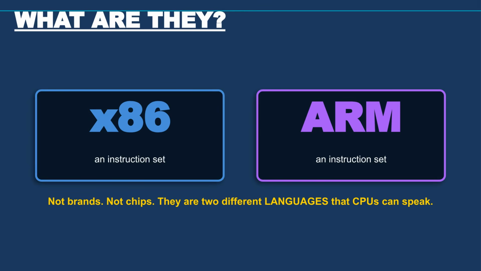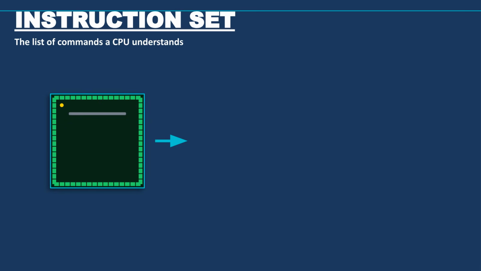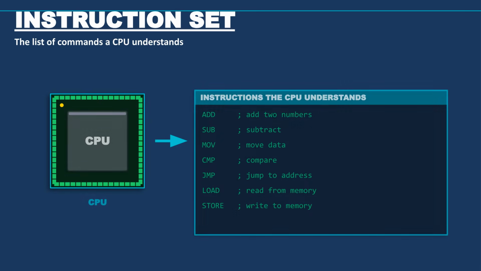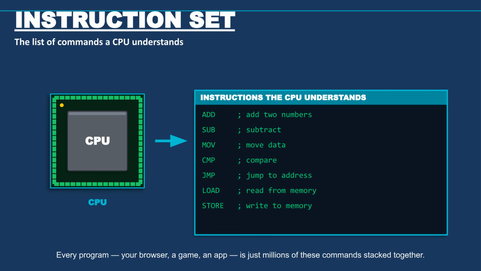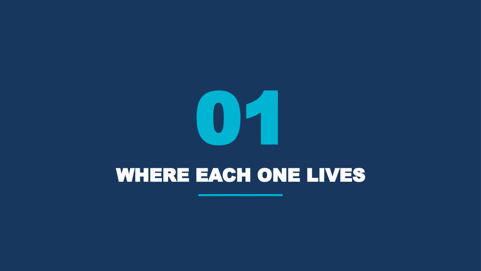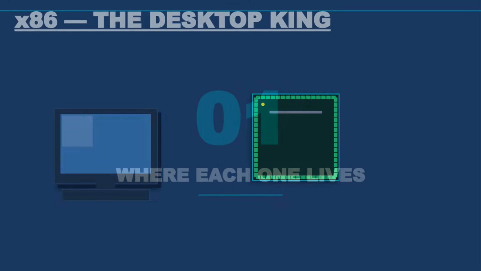x86 and ARM are not brands or chips, but rather instruction sets. Think of them as the languages that CPUs can speak. An instruction set is a list of commands a CPU understands, such as ADD, SUB, or MOV. Every program you use is made up of millions of these commands stacked together. We'll begin by looking at the first key difference, where each architecture lives.